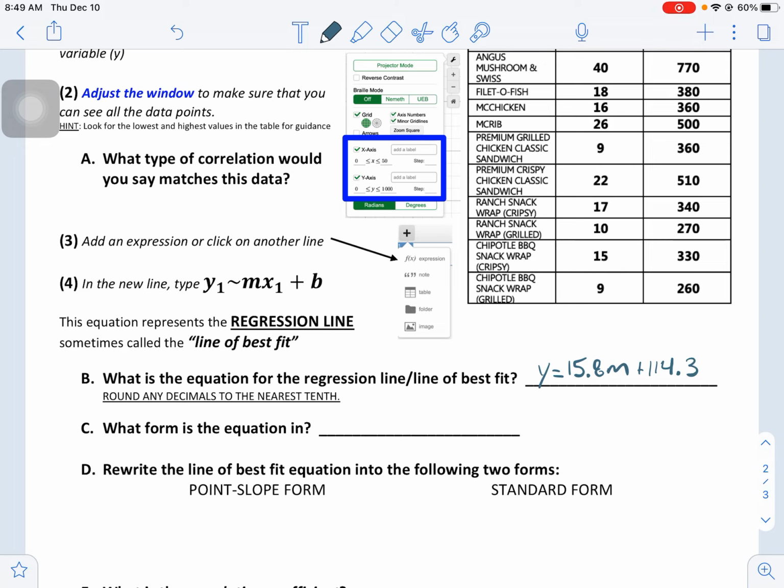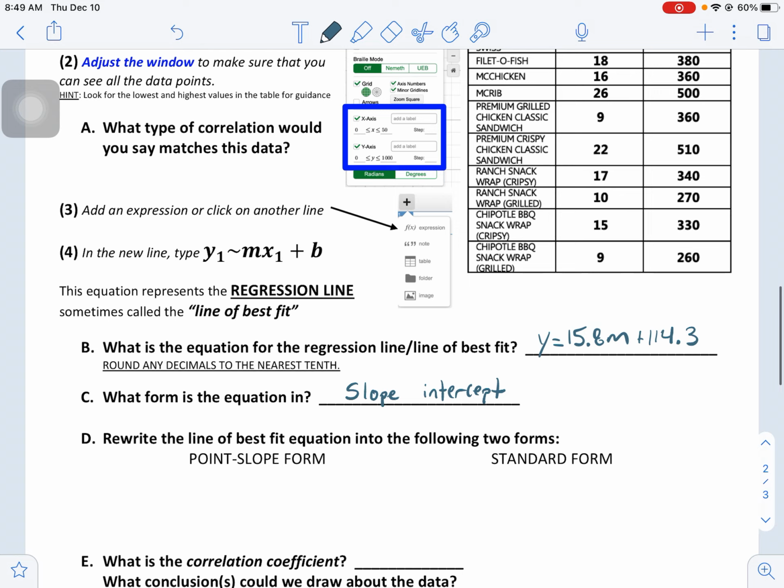All right. Next, it says, what form is the equation in? Well, it's in slope-intercept form because that's how we wrote it. All right. And then it says, rewrite the line of best fit equation into the following two forms. So it wants us to rewrite it into point slope form as well as standard form.